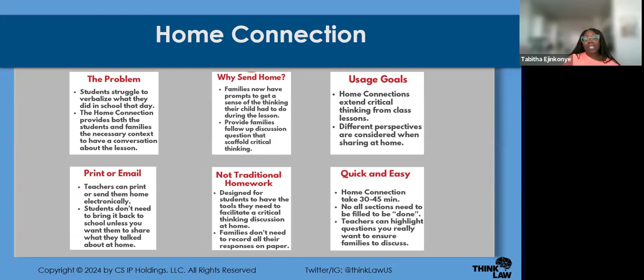It provides the prompts, it encourages them to share from their perspective and from their peers' perspectives. And then it also allows the students to facilitate the conversations, which they don't get a lot of chances or opportunities to do. So please check out the home connection. You can search home connection in the search bar in the thinkPortal, and it's going to pull up a few lessons, or your database full of lessons, that are connected to home connection.